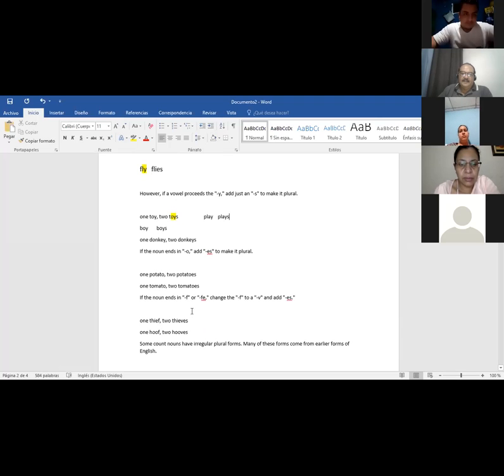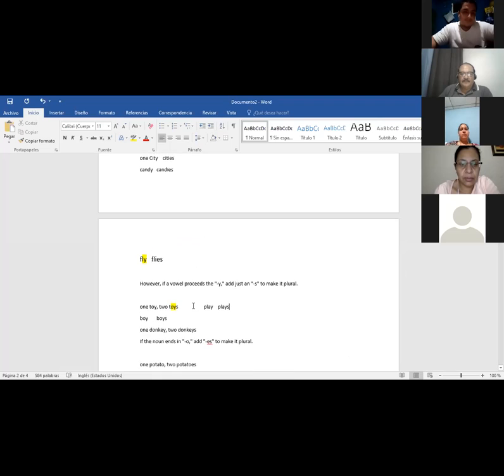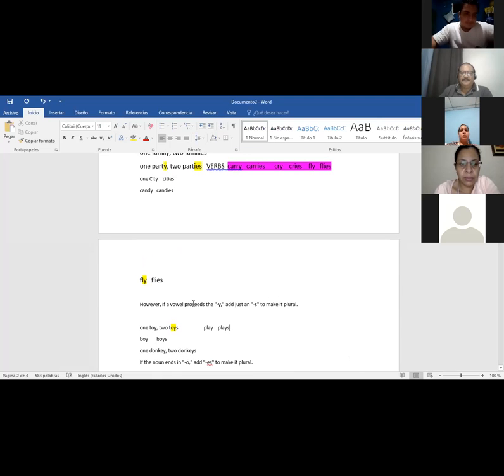Okay, and there are some exceptions. Okay, but here we have this one, okay? So these are some of the rules that you have to remember to write the plurals. Teacher?